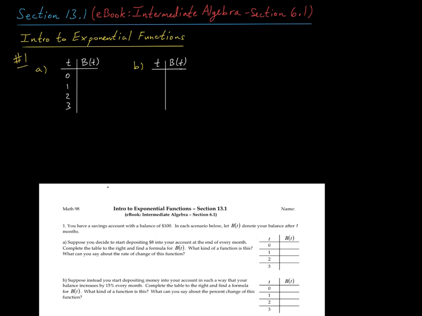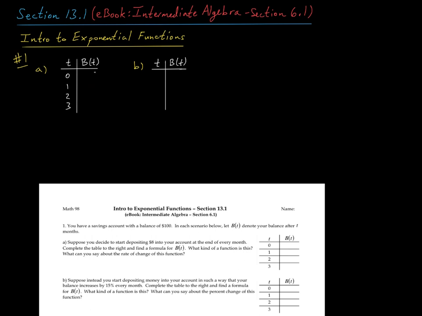All right, so our first question says, you have a savings account with a balance of $100. In each scenario below, let B of t denote your balance after t months. And part A says, suppose you decide to start depositing $8 into your account at the end of every month. Complete the table to the right and find a formula for B of t. What kind of a function is this? What can you say about the rate of change of this function?